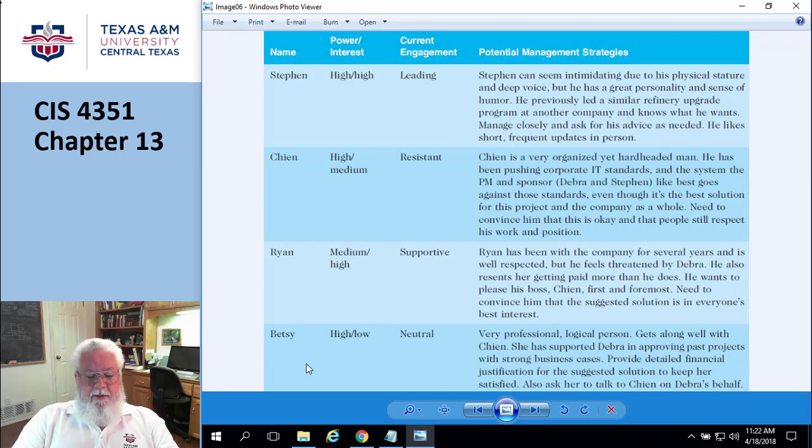Okay. On page 503, they talk about the managing step. So you remember we talked about the definition of success of a project, and you could say, well, it's a triple constraint.